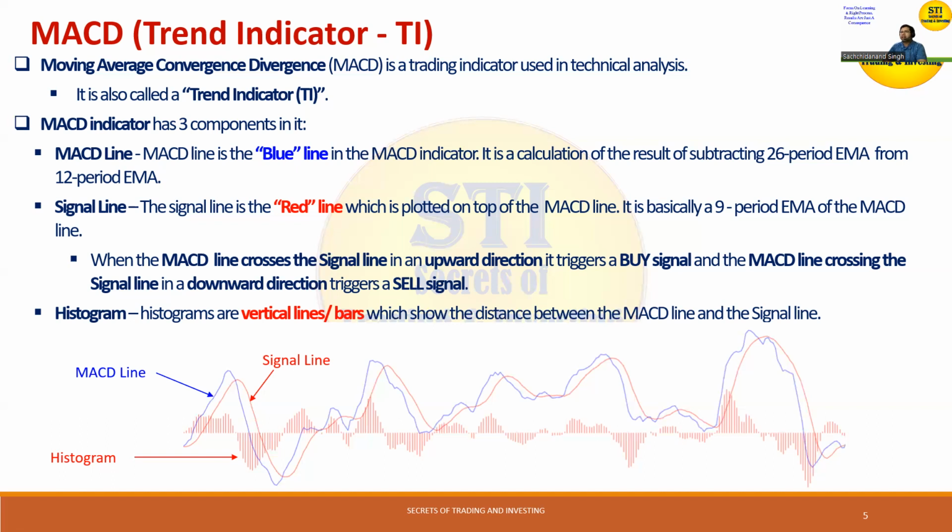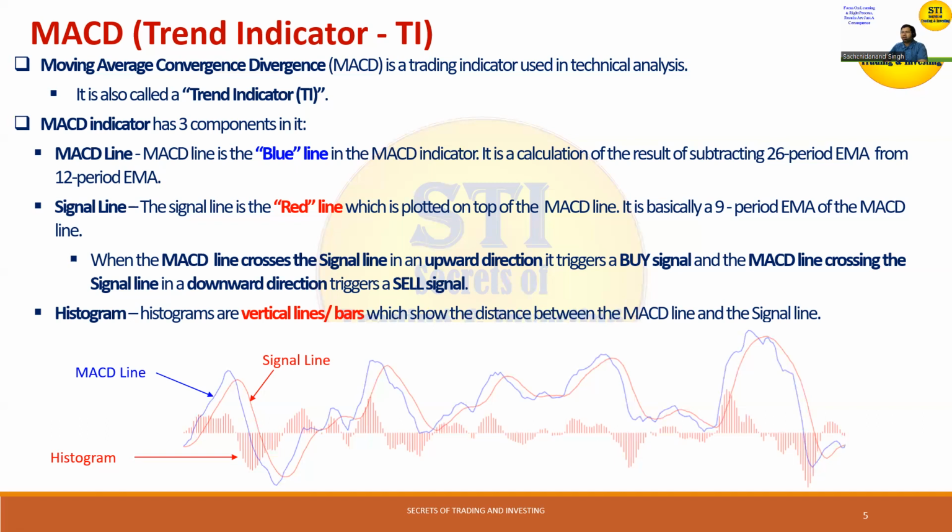The second line, which is the red line, is called the signal line, and it is calculated by the 9 period EMA. It again depends on the time frame. No matter whatever time frame we select, from 5 minutes to 1 month, for the calculation purpose the same concept or same calculation applies.